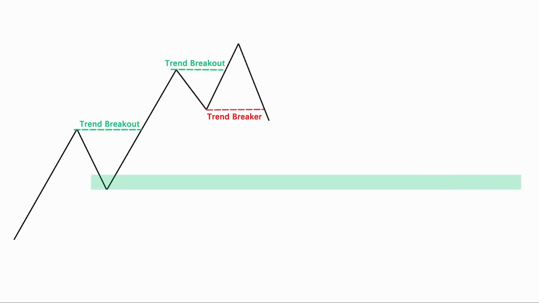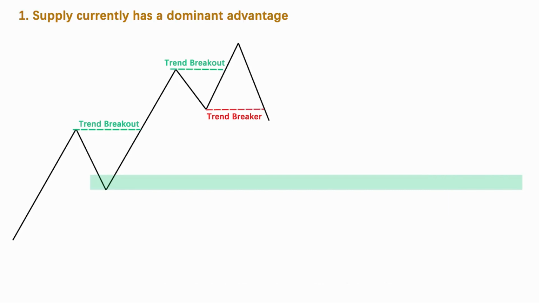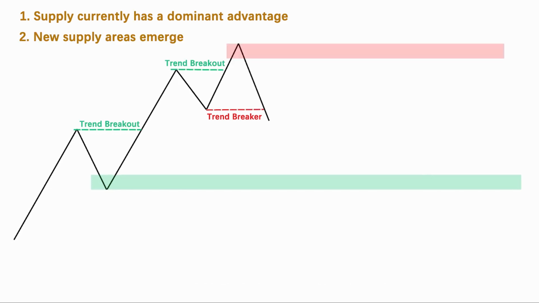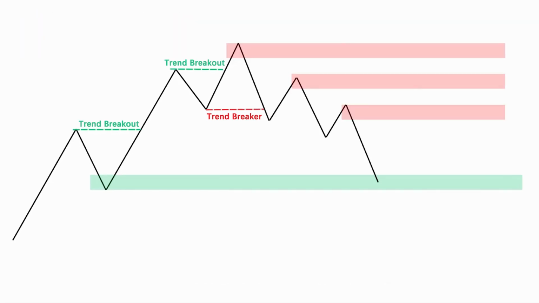This is a trend break, which means two things. First, supply currently dominates and exceeds demand. Second, a new supply area will be formed. Then, as the price continues to move downwards and forms a bottom, new supply areas will continue to form. When the price reaches the demand area below, the supply and demand sides will fight each other. So the price may start to fluctuate sideways until one side wins, and the price will move in one direction.